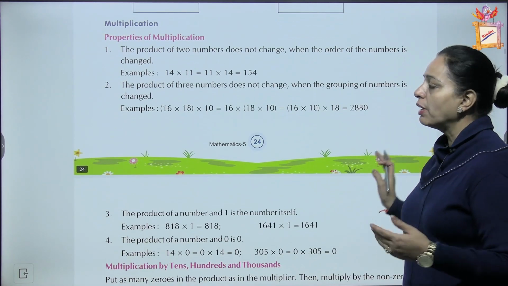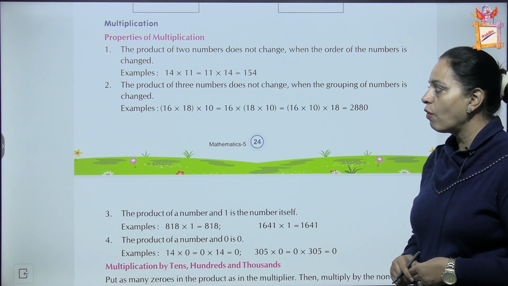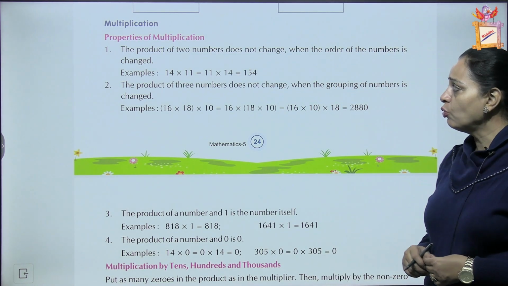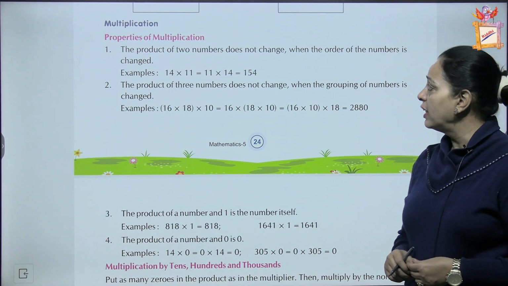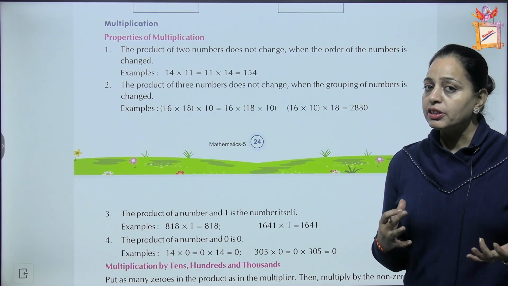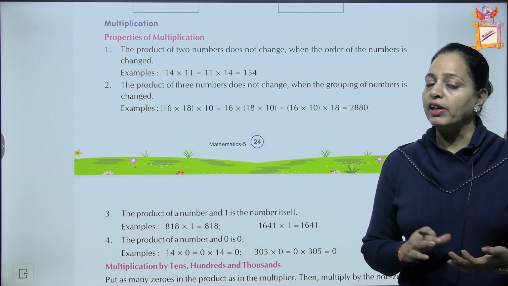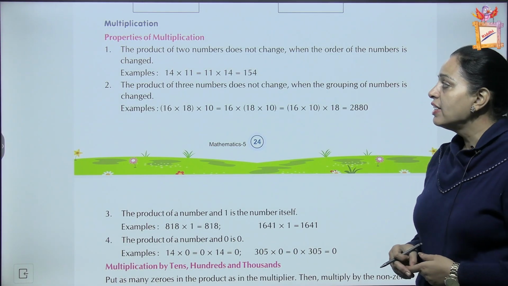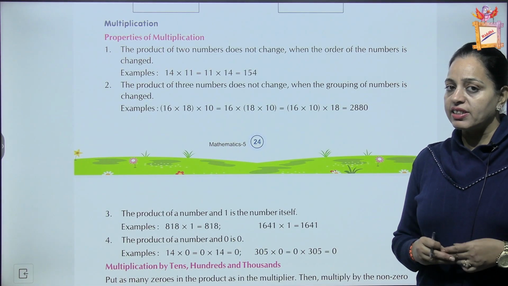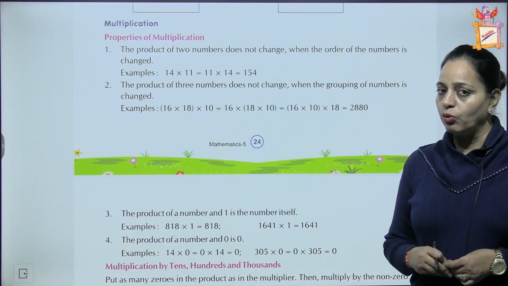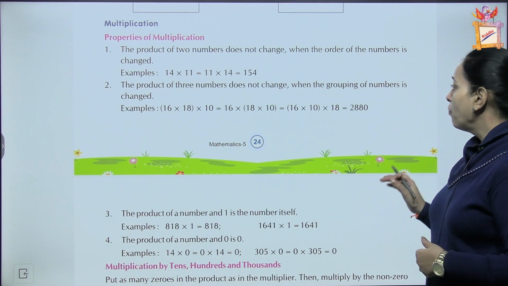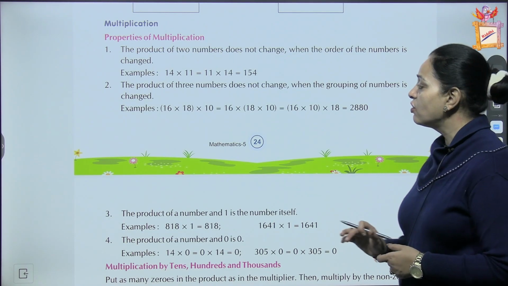Now we are talking about multiplication, properties of multiplication. The first one, the product of two numbers does not change when the order of the numbers is changed. Okay, when we change the order of numbers, we will get the same result, right? Like 14 into 11 and 11 into 14, what is the result? Result is 154.